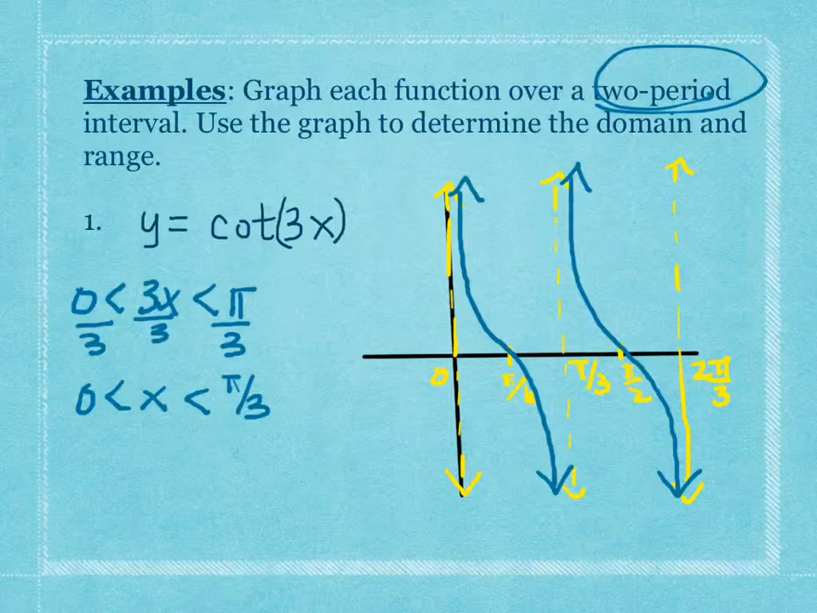And of course you could have put that same curve on the left and you would go on over to negative pi thirds, and negative pi over 6 would be the halfway point, and so forth.